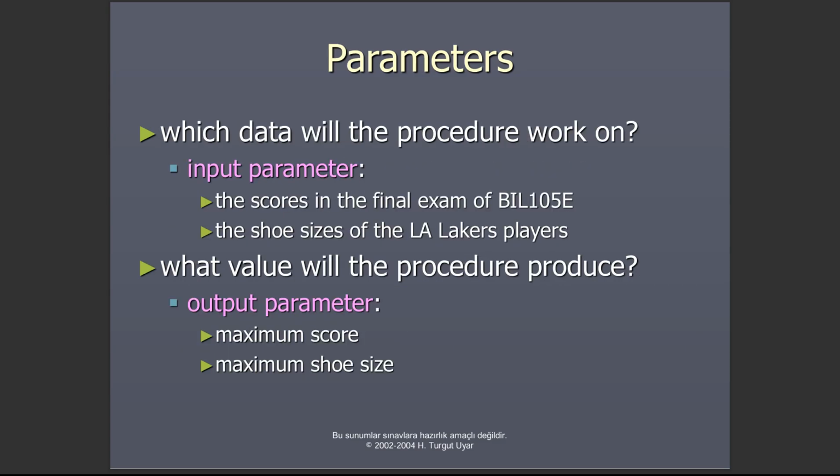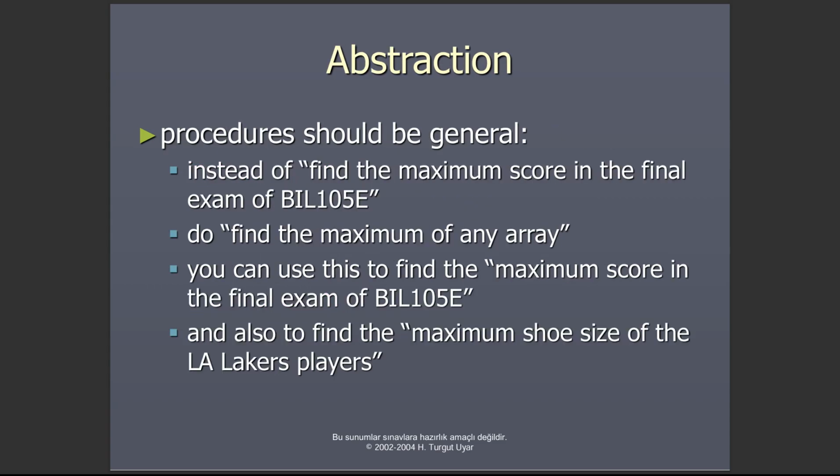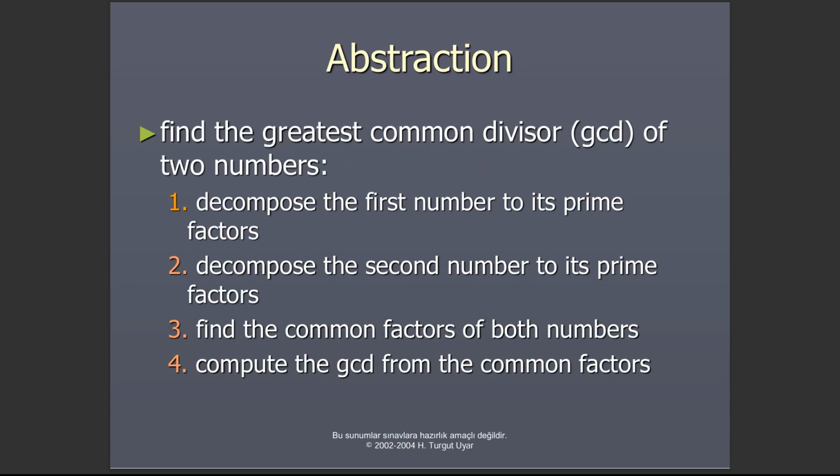And now let's understand parameters. They are very important for making our procedure work with different data. There are two types of parameters we need to think about. First, we have input parameters. This is the data our procedure will work with. For example, if we want to find the maximum, our input will be exam scores or shoe sizes. Then we have output parameters. This is what our procedure produces. In our example, the output will be the highest score or the largest shoe size. Parameters help our procedures work with the data we give them.